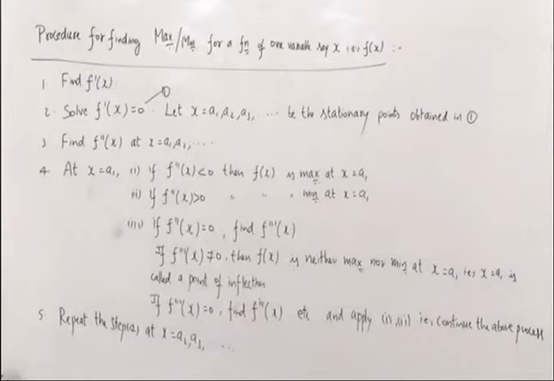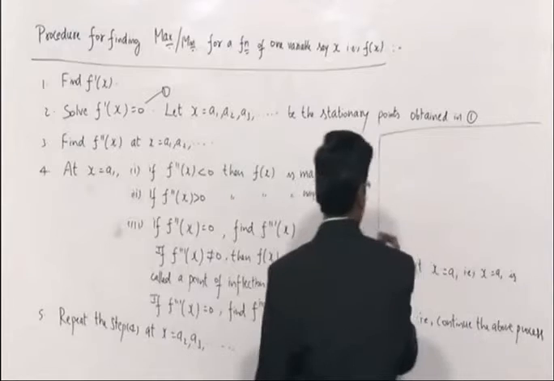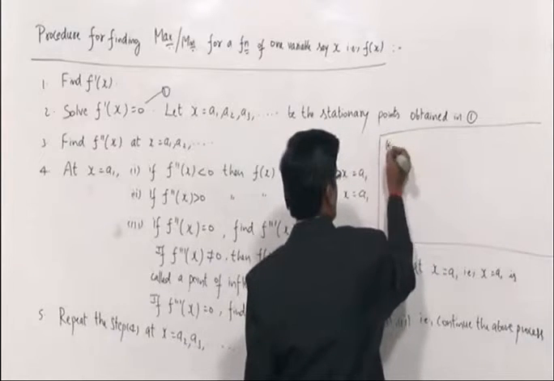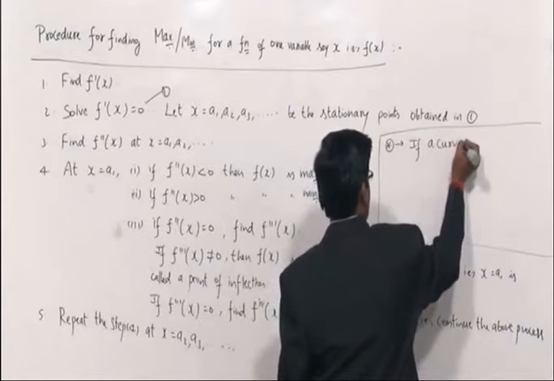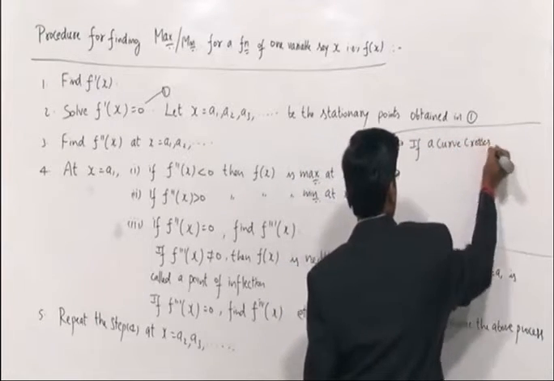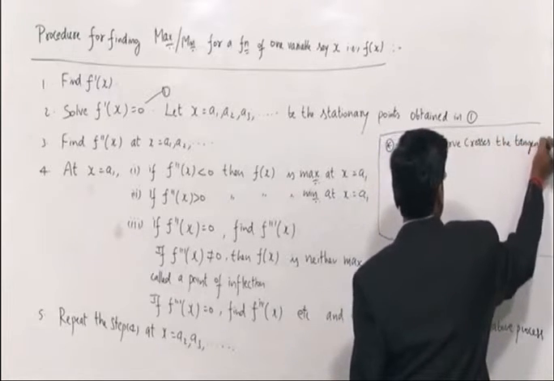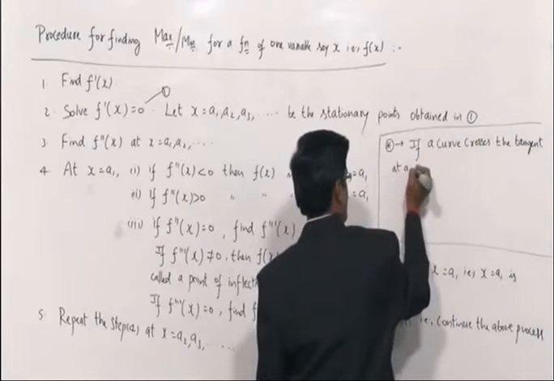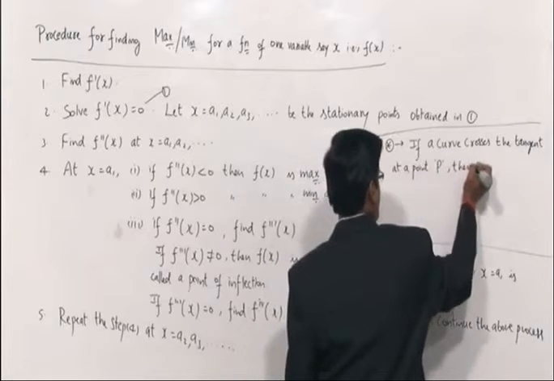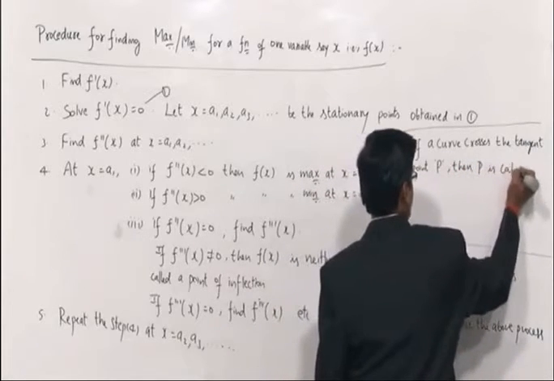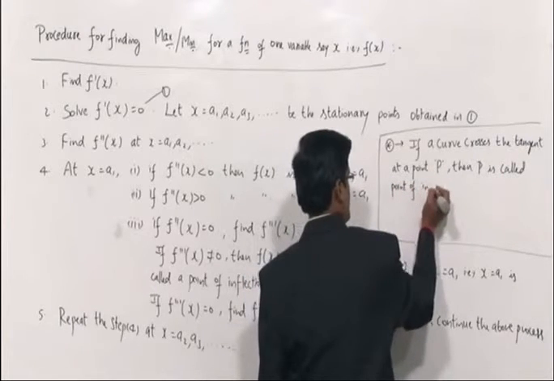Let me explain. Just here I am writing a note point. If a curve crosses the tangent at a point P, then P is called point of inflection.